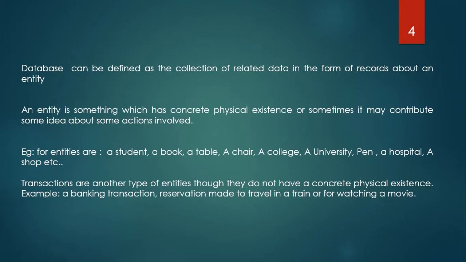Now we are coming to the definition of a database. Database can be defined as a collection of related data. Related data in the form of records, about an entity, is another aspect that needs to be covered. So the database is a collection of data. Now the peculiarity is that the data needs to be in the form of records. What is a record? That we will specify later.